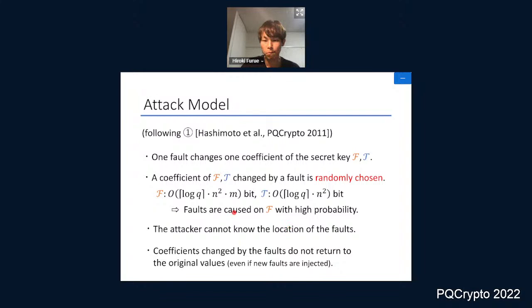And this is our attack model. We here mainly follow the model used in Hashimoto et al.'s attack. In our proposed attack, one fault changes one coefficient of the secret key F and T, and the coefficient of F and T changed by the fault is randomly chosen. So we can expect that faults are caused on the syndrome of F with high probability. And the attacker cannot know the location of the fault, and the coefficient changed by the fault does not return to the original value, even if new faults are injected.